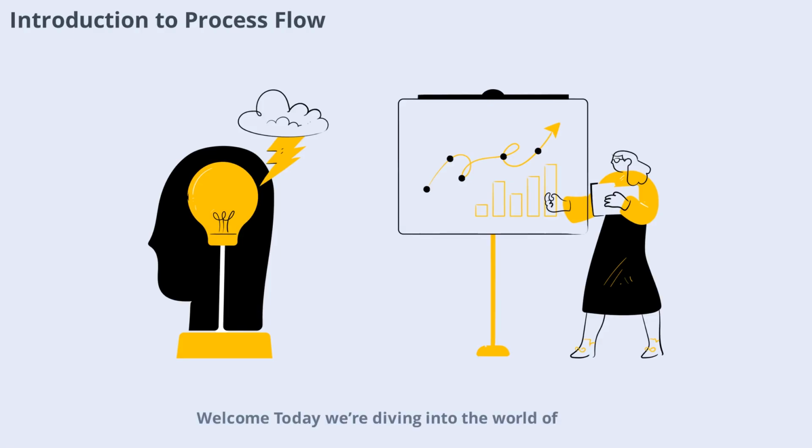Welcome. Today, we're diving into the world of process flow analysis within operations management. This foundational concept helps organizations visualize, understand, and optimize how work moves through their systems. By mapping out each step from input to output, businesses can identify bottlenecks, inefficiencies, and opportunities for improvement. Whether you're in manufacturing, services, or logistics, mastering process flow analysis is key to streamlining operations and boosting productivity.